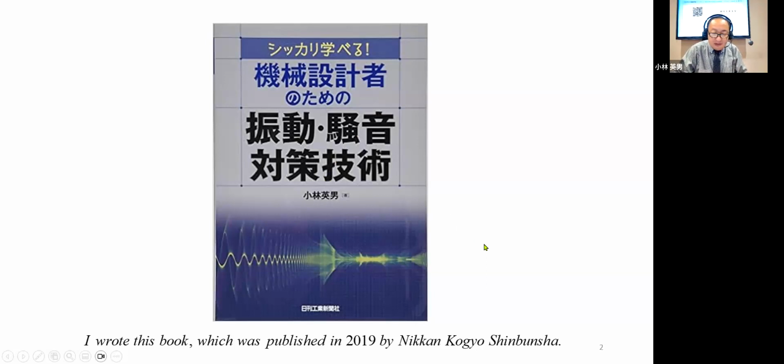If you're interested in vibration technologies, and if you can read Japanese professional books on vibration and noise, I'd like you to refer to this book. This book is not for students. This book is for practical engineers. Okay, let me go to the next slide.